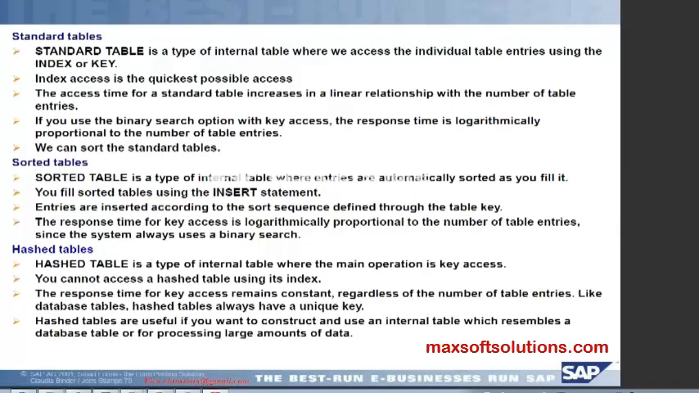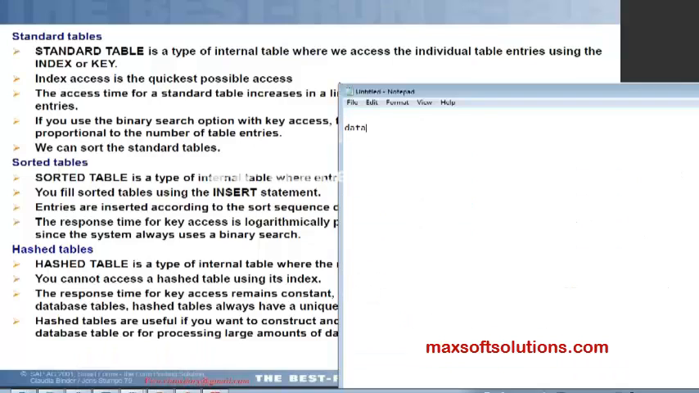Coming to this one, what is a standard internal table? Standard internal tables are the default. We declare internal tables like this, syntax is: data, i underscore some any name, type table of ty underscore some name, any table. So this is nothing but i underscore type standard table of ty underscore name. These both are same. If we don't specify anything over here, by default the system will take standard internal table.